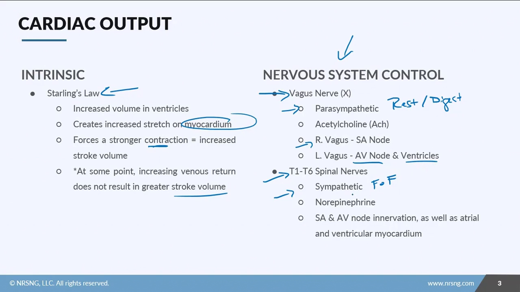When we talk about the sympathetic response, this is norepinephrine. This is going to be the one that's going to increase the heart rate. It's going to increase blood pressure, and this innervation is going to be at the sinoatrial node and the atrioventricular node. And then you're also going to have some innervation in the atrial and ventricular myocardium.